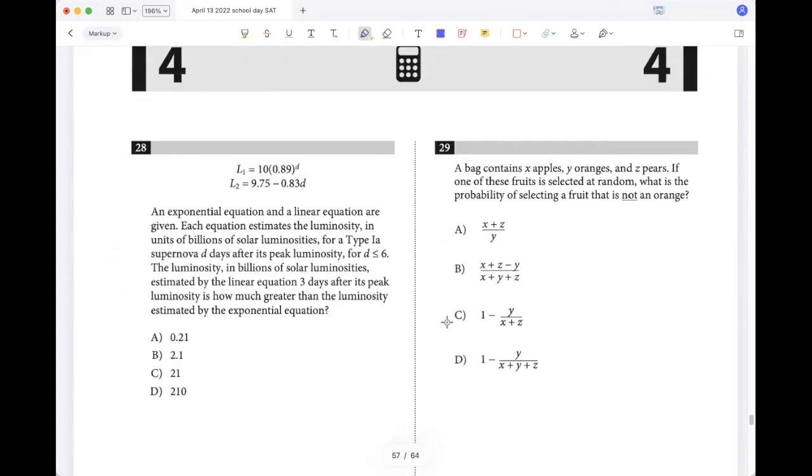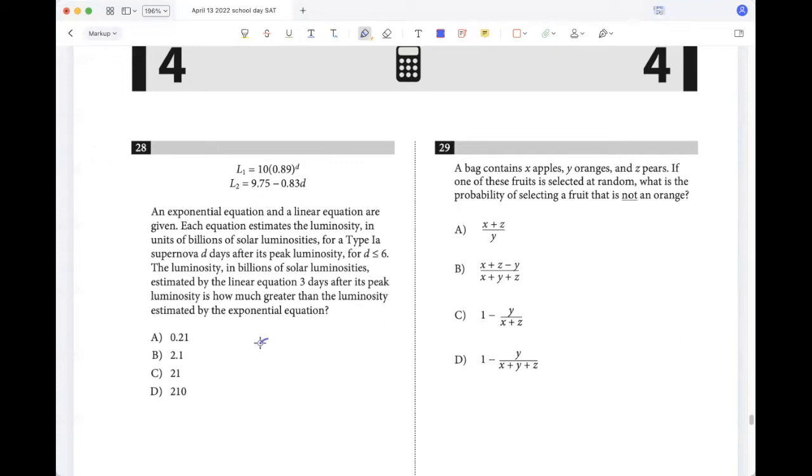An exponential equation and a linear equation are given. Each equation estimates the luminosity in units of billions of solar luminosities for a type 1A supernova d days after its peak luminosity for d less than or equal to 6. The luminosity in billions of solar luminosities estimated by the linear equation 3 days after its peak is how much greater than the luminosity estimated by the exponential?